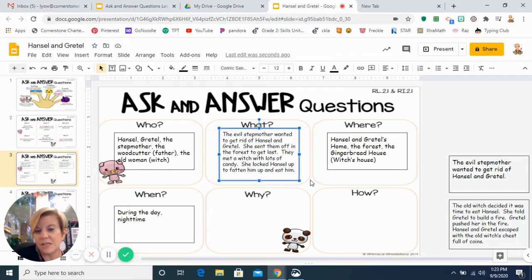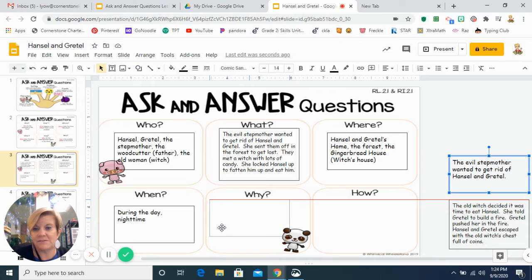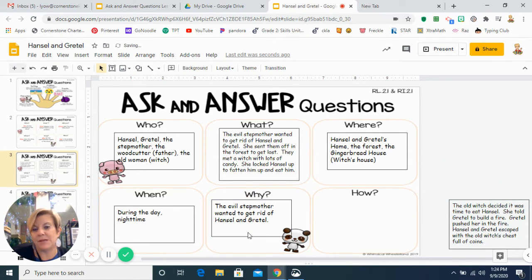So the problem in the story is that Hansel is locked up, and the witch is trying to fatten him up and eat him. Why did the problem happen? So our next question, why did the problem happen? The evil stepmother was wanting to get rid of Hansel and Gretel, so that's why it happened. She took them out to the forest. They got lost in the forest. And because they got lost in the forest, they met the evil witch when they came upon her cottage. So that's why the problem of Hansel getting locked up happened.